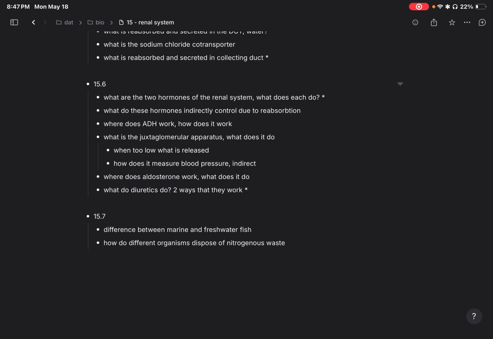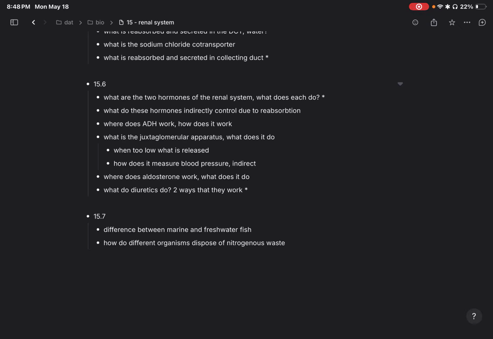Now freshwater fish, they are hypertonic compared to the water. So water is trying to go into them. That means they drink a little bit of water and they pee a lot. So yeah. How do different organisms dispose of nitrogenous wastes?